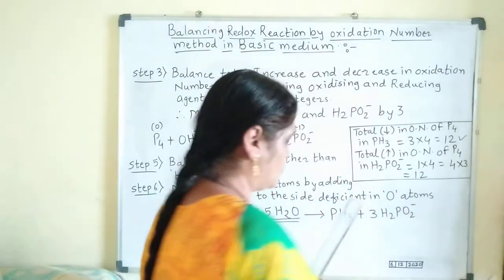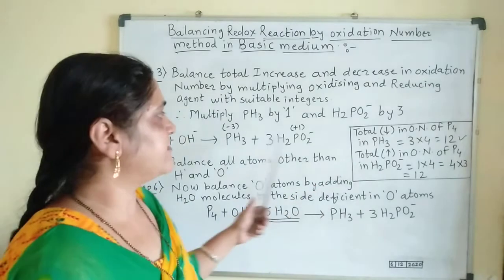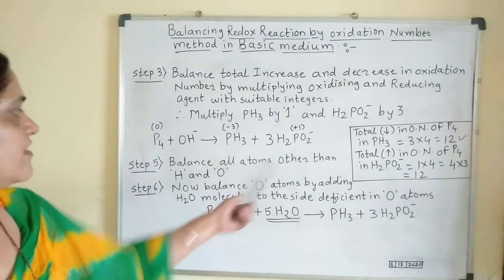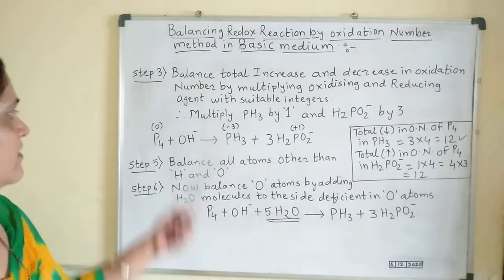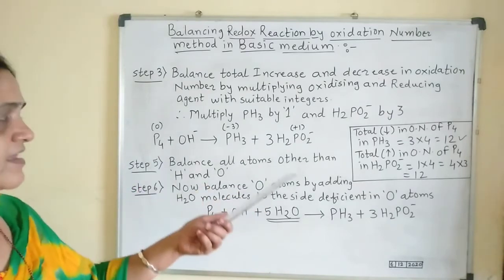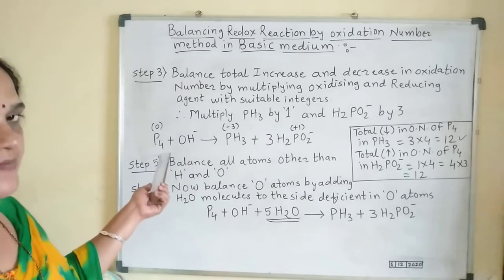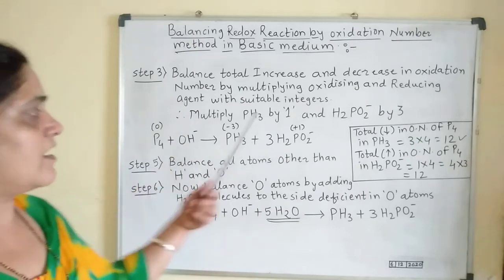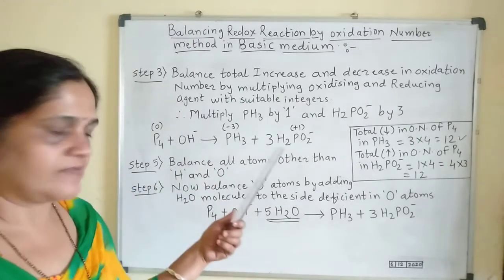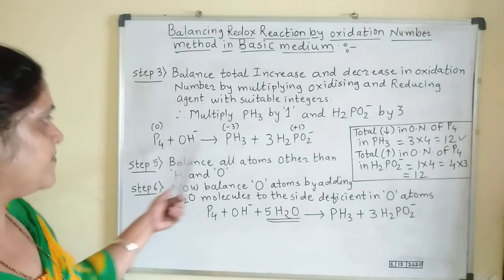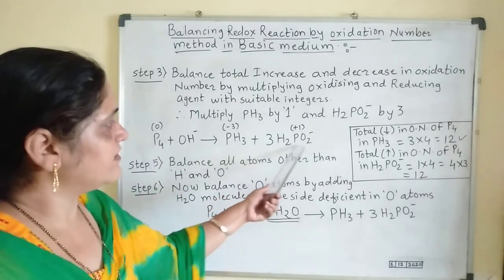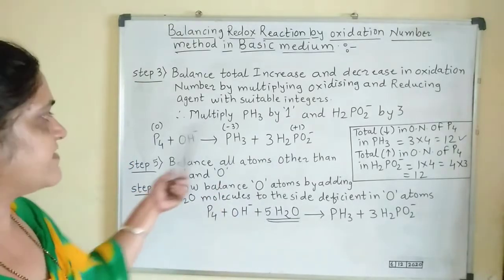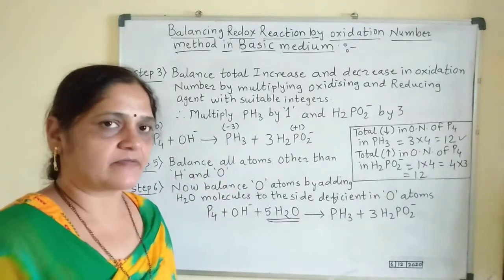In this way, total increase and decrease in the oxidation number we have balanced. The next step is to balance all atoms other than hydrogen and oxygen. Let us check whether all other atoms are balanced or not. Here only phosphorus is the other atom; oxygen and hydrogen are already present, and we have to balance other atoms, not hydrogen and oxygen. So here 4 phosphorus atoms: this is 1 plus this 3. In this way, total 4 phosphorus atoms on the right hand side. So left hand side and right hand side phosphorus atoms are balanced.